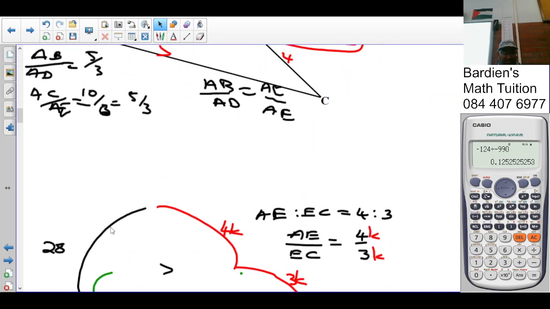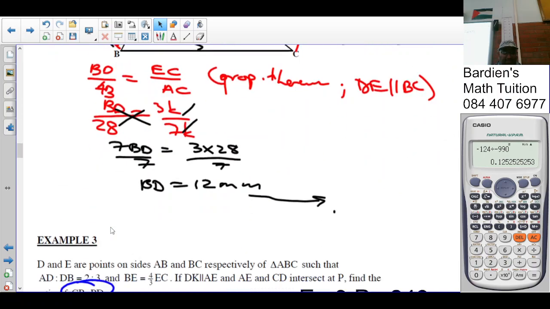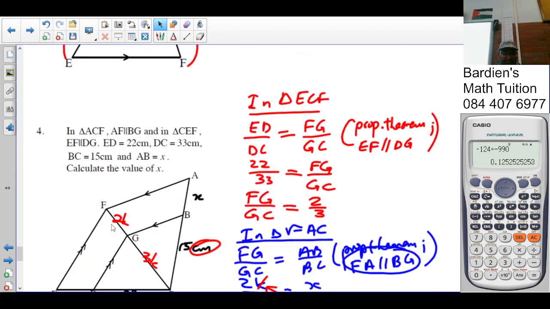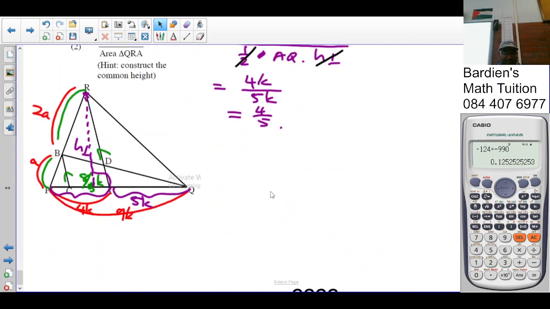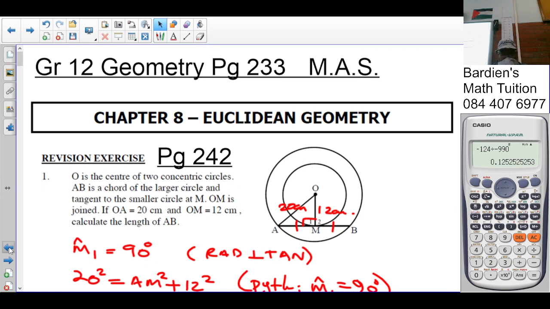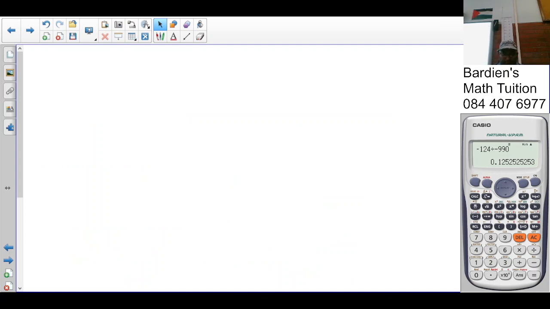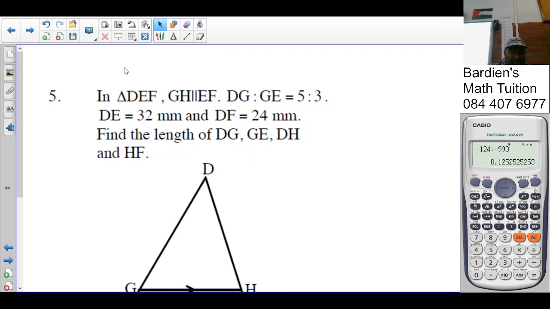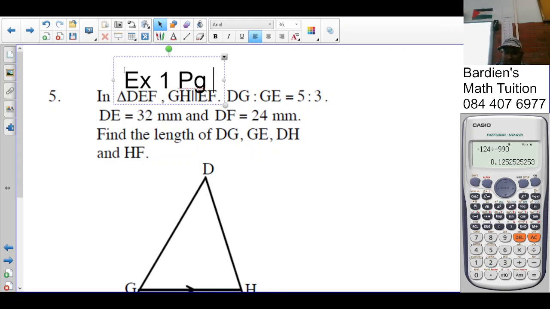Number 5. We spoke about the proof. We spoke about many things. Remember, the proof is coming in. You need to go learn that. Let's add a page here. This is exercise 1, page 251.